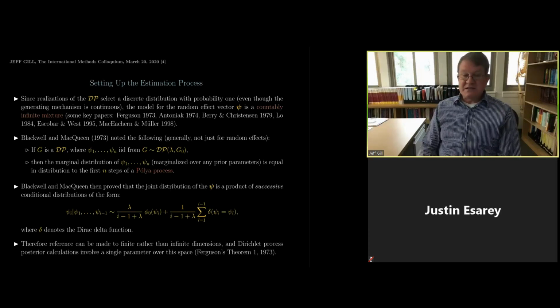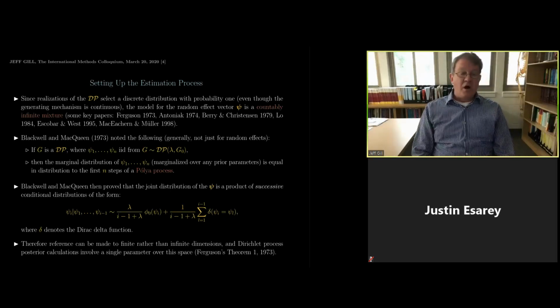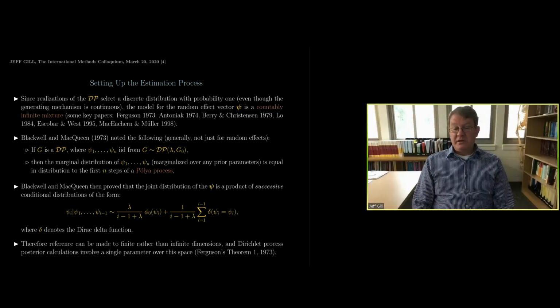So it's successive in the sense that drawing phi sub i is conditional on the phi 1s through phi i minus 1s that you've already drawn. And what you see here is this mixture distribution, right? Where the lambda plays slightly different roles in the two mixture components. And this is a Dirac delta function on the second part. So that is, the reference can be made to a finite rather than infinite dimensions given this setup. And this has been proven, as you see below.